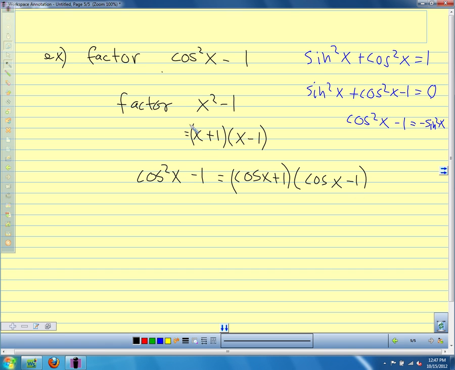So if we wanted to factor this, rather than thinking of my function or my variable as x, think of it as the cosine of x. And it's the exact same problem.